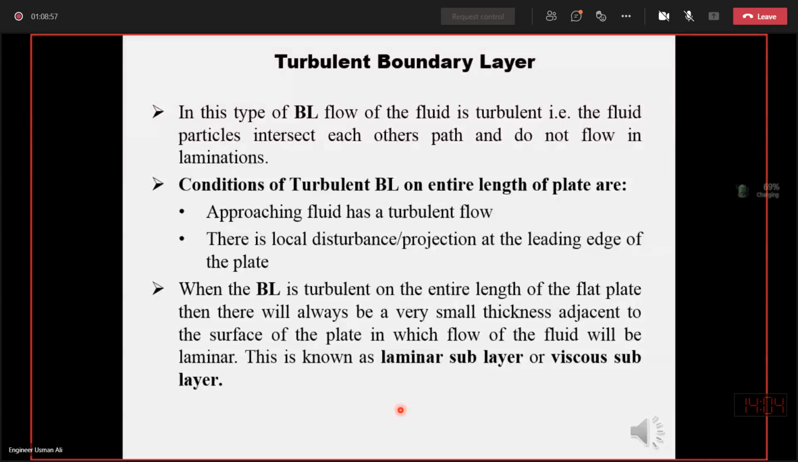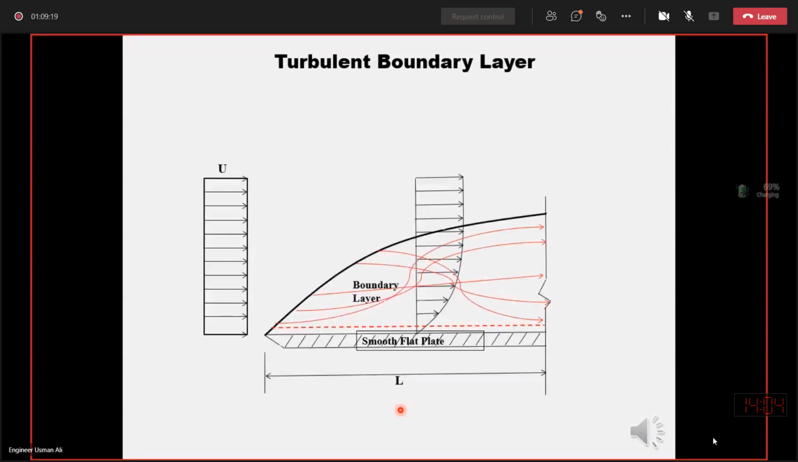Conditions under which the turbulent boundary layer will be present on the entire length of the plate are: number one, the approaching fluid has a turbulent flow, it is disturbed. Secondly, there is a local disturbance or projection at the leading edge of the plate. So these are the two conditions under which we'll have the turbulent boundary layer over the entire length of the plate.